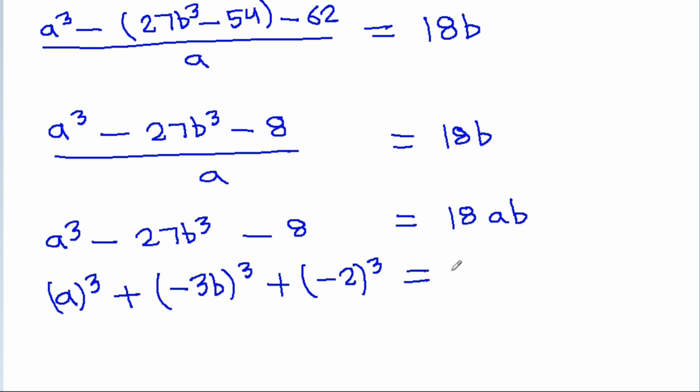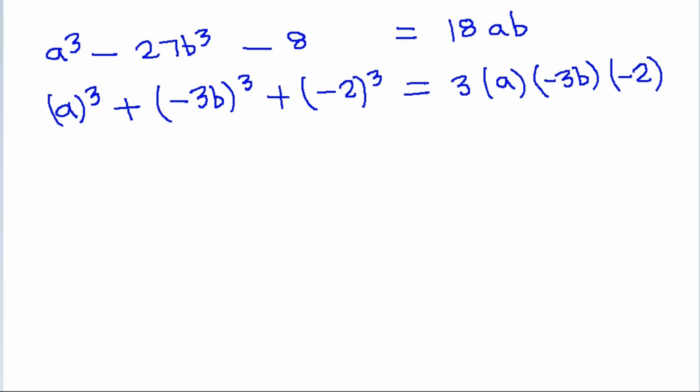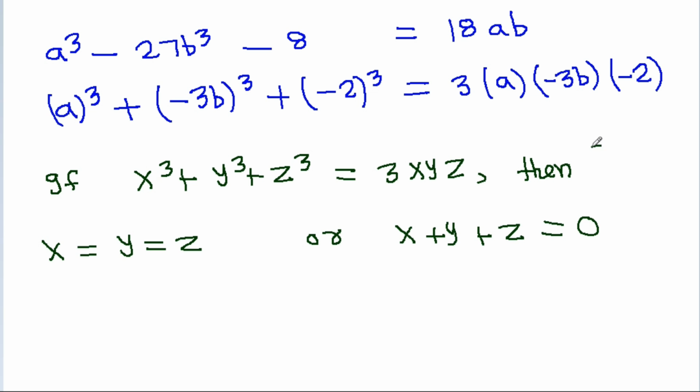which can be written as 3 times a into minus 3b into minus 2. And we know that if x^3 plus y^3 plus z^3 is equal to 3xyz, then either x is equal to y is equal to z, or x plus y plus z is equal to 0.